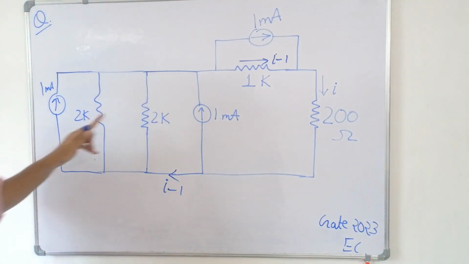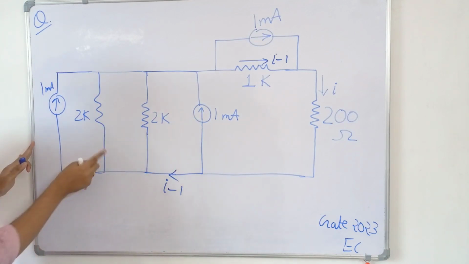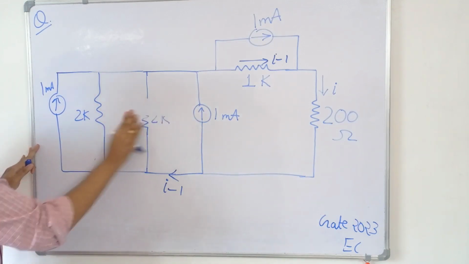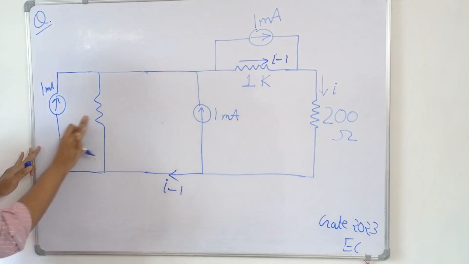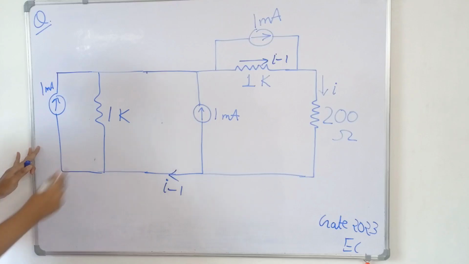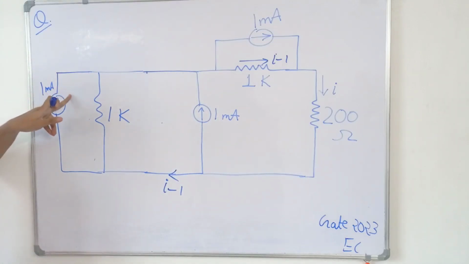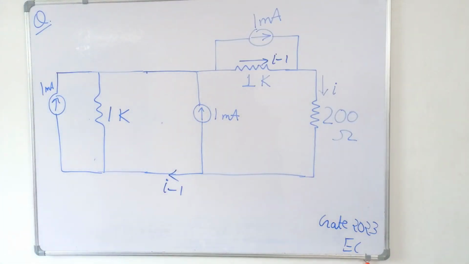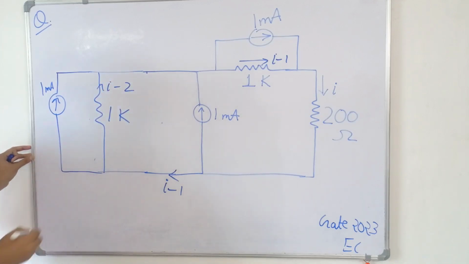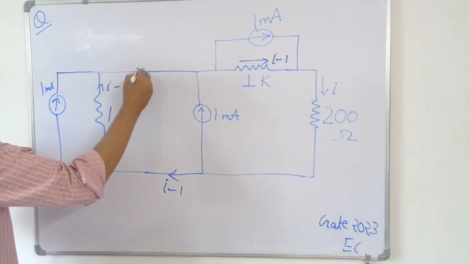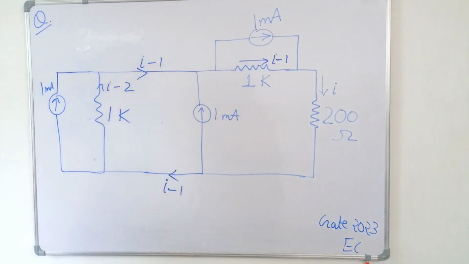Now this 2k and 2k are in parallel, so the equivalent will be 1k. So I am removing this 2k and replacing it with an equivalent resistance of 1 kilo ohm, because 2 kilo ohm and 2 kilo ohm are in parallel. So this is 1 milliampere current, this is I minus 1 current. So this current will be I minus 2. Now again this current will be I minus 1. So now we have got all the currents in all the branches.